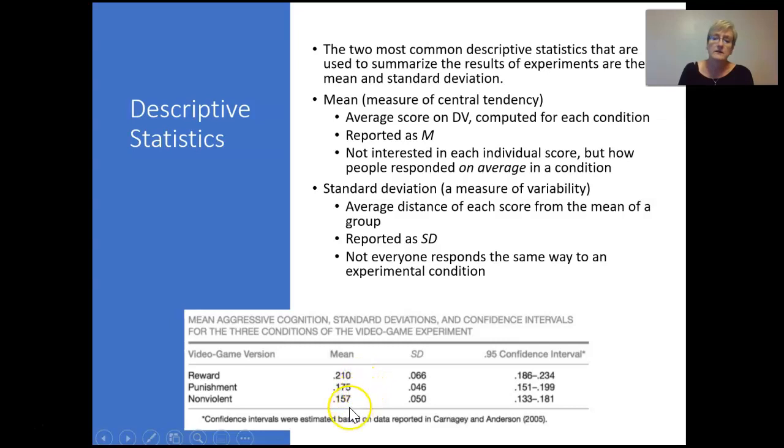Then you have to ask, okay, eyeball, it looks different, but is it different enough? And that's where significance tests come into play. So here you've got the confidence intervals, the standard deviations, the means. The next step is hypothesis testing.